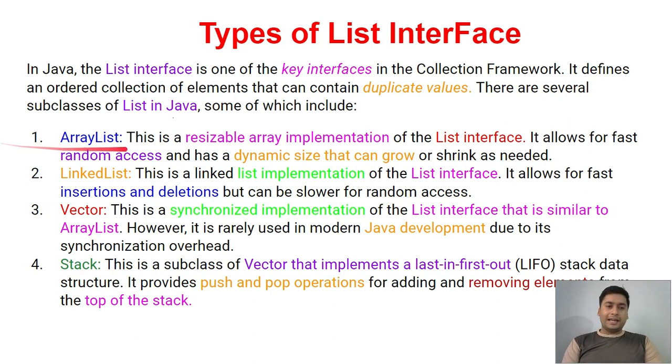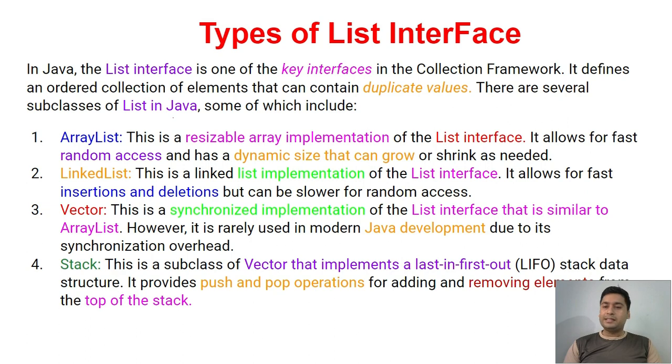If I talk about the array list, the array list is a resizable array implementation. We have an array, but it is resizable. Resizable means growable in nature, it will increase the size internally, you don't have to do anything. That is called the resizable array implementation of the list interface. It allows fast random access, which means you can access the data from the array list with the index number, which is 0, 1, 2, 3.